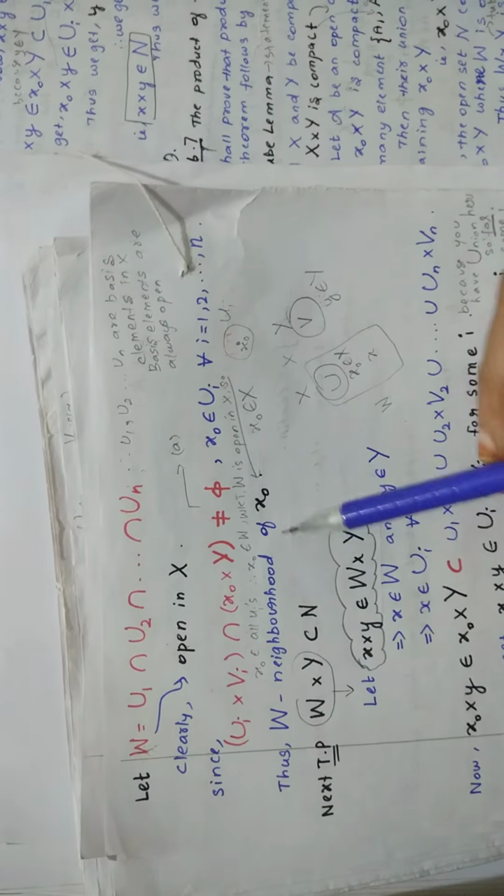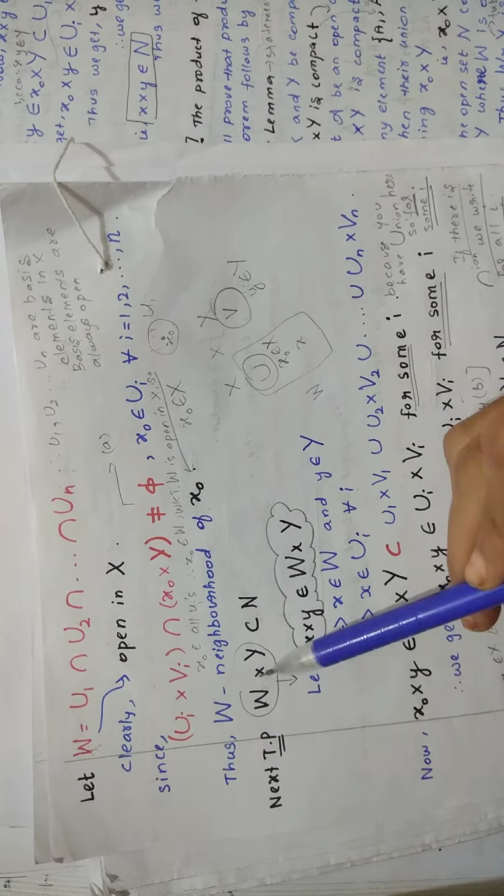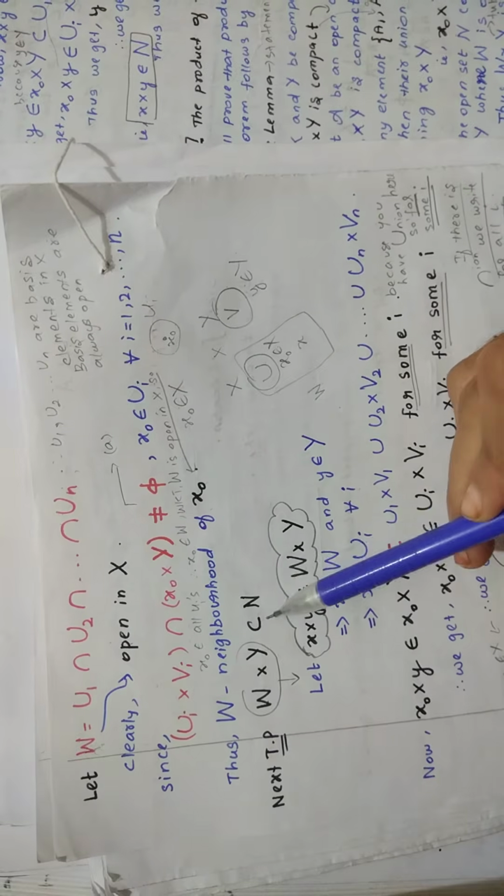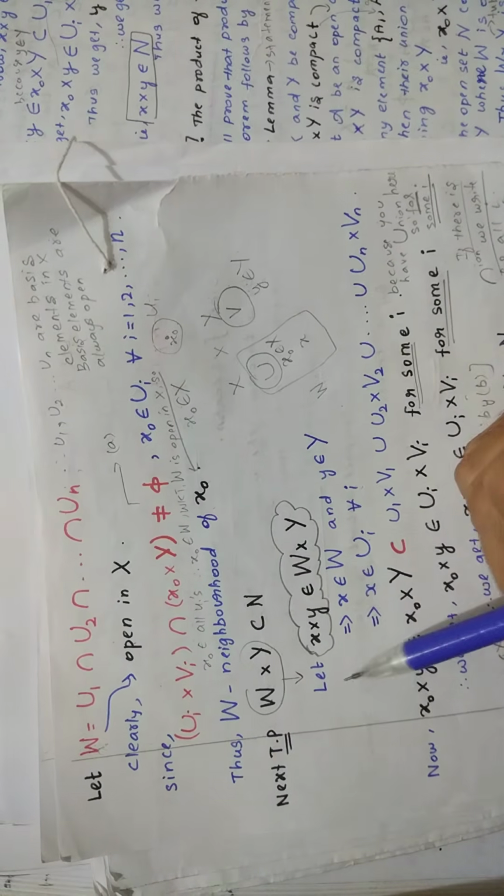Thus W is a neighborhood of x naught. Now we are going to prove our tube, right? This is our tube that you can see in our statement, W cross Y contained in N. That is what we have to prove.